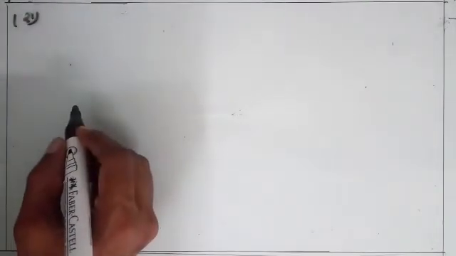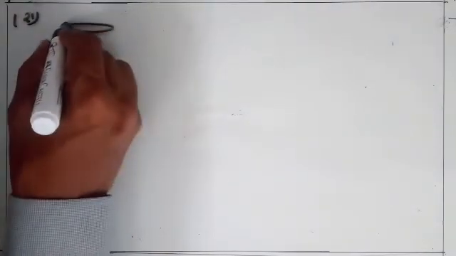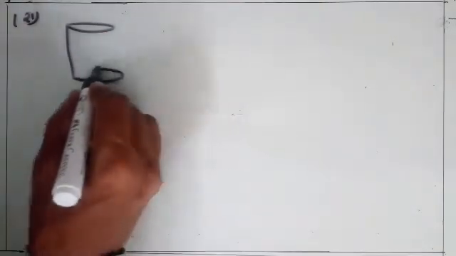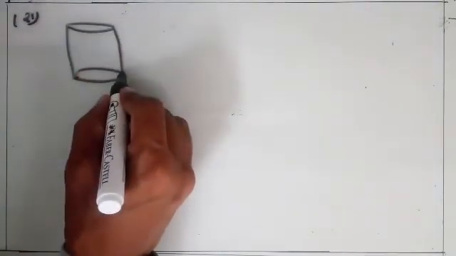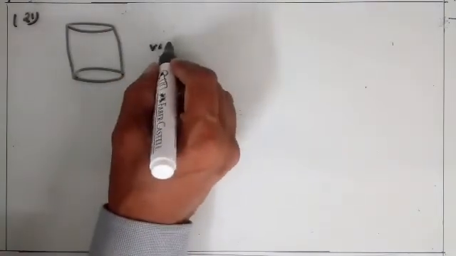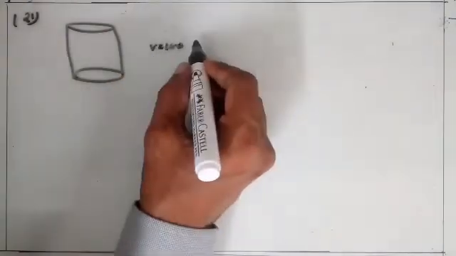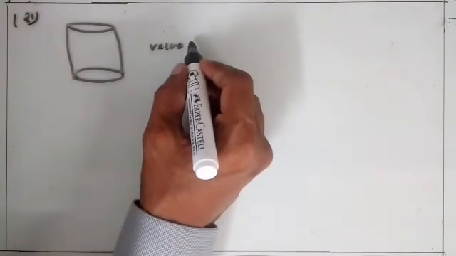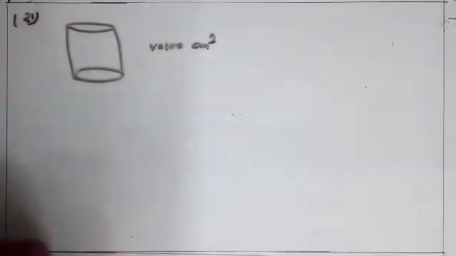Now question number 21. Of all the closed cylindrical cans of a given volume V equal to 100 cubic centimeter, cm cube, find the dimension of the can which has minimum surface area.